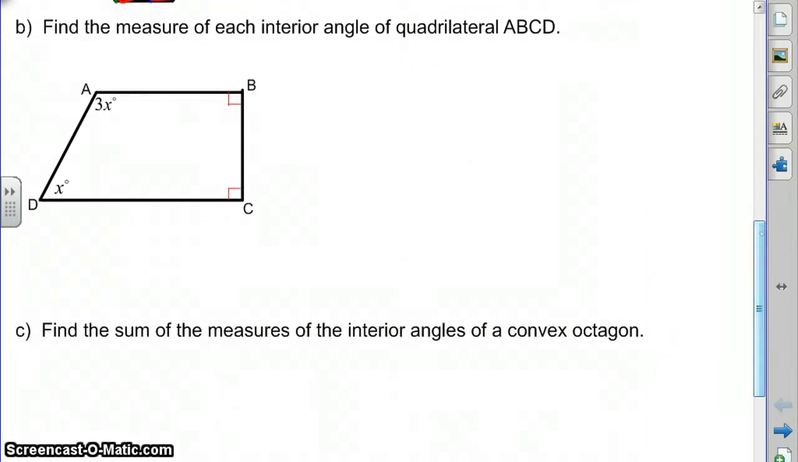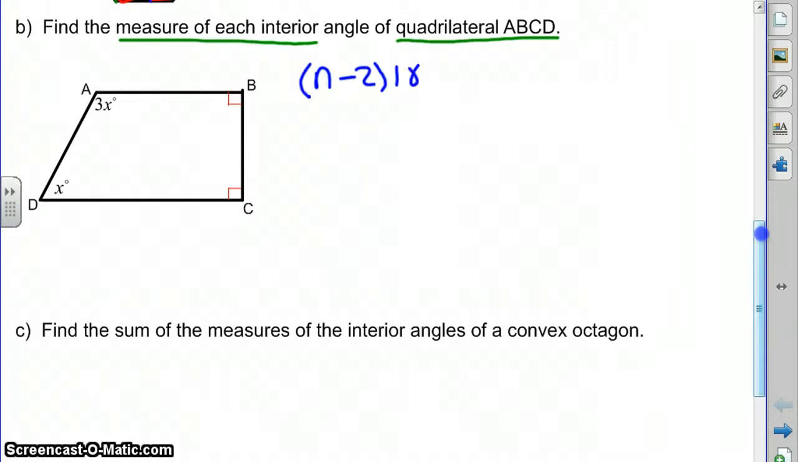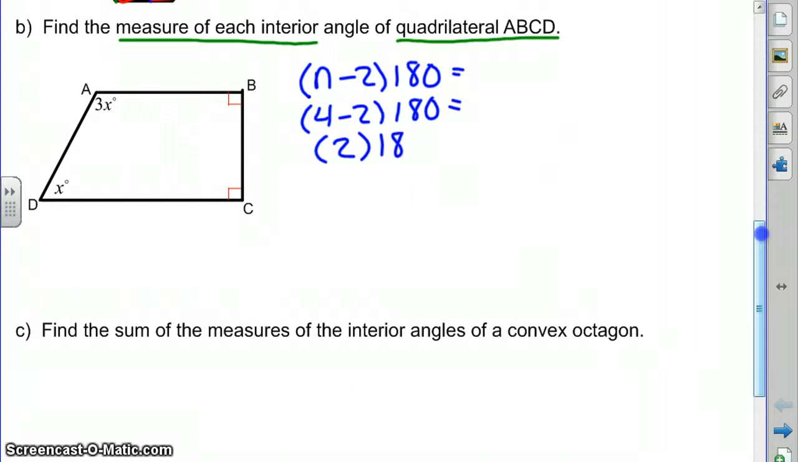Find the measure of each interior angle of a quadrilateral ABCD. So now I'm asked to find each of the measures given some information. One of the first things I need to decide is, what do these things add up to total? Well, I know that I have a quadrilateral that has 4 sides. So if I add up all of my angles, I will have 4 minus 2 times 180. That gives me 2 times 180 degrees for a total of 360 degrees.